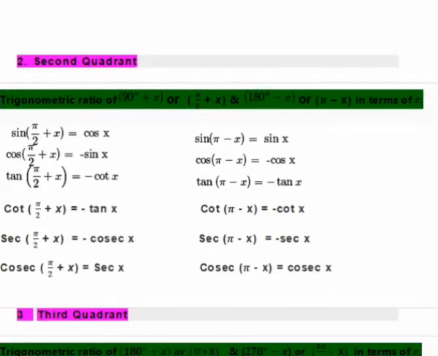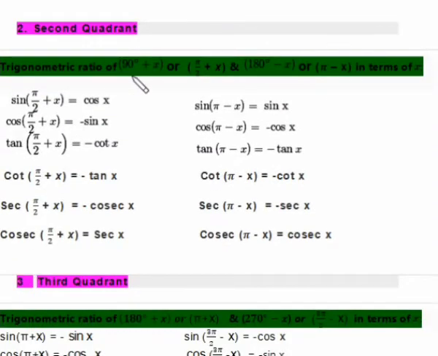Now come to the second quadrant. The trigonometric ratios in the second quadrant means what? 90 plus x or 180 minus x. These two lie between pi by 2 and pi. Now see, at pi by 2 plus x, meaning 90 plus x, sine of pi by 2 plus x: at pi by 2 we know sine becomes cos, cos becomes sine, tan becomes cot, cot becomes tan, sec becomes cosec, cosec becomes sec. And in the second quadrant we know only two functions are positive, that is sine and cosec. Sine and cosec are positive, the rest are negative.